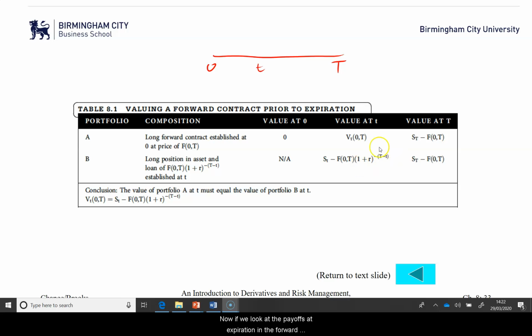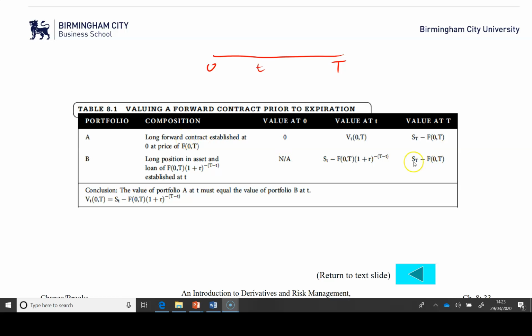Now, if we look at the payoffs at expiration, in the forward contract where we have a long position to buy the underlying at the forward price, at expiration we will buy the underlying and we will pay the forward price. So we will receive S_T, with capital T denoting that this is happening at expiration. So this is the spot price at expiration. So we will receive this asset, the underlying, which is worth S_T, and we will be paying the forward price, which is established at the beginning of the forward contract.